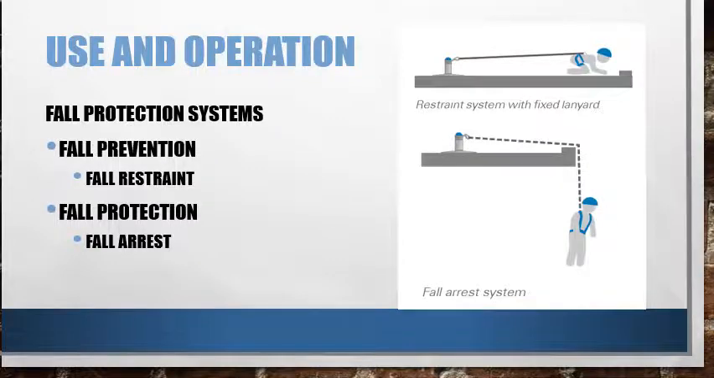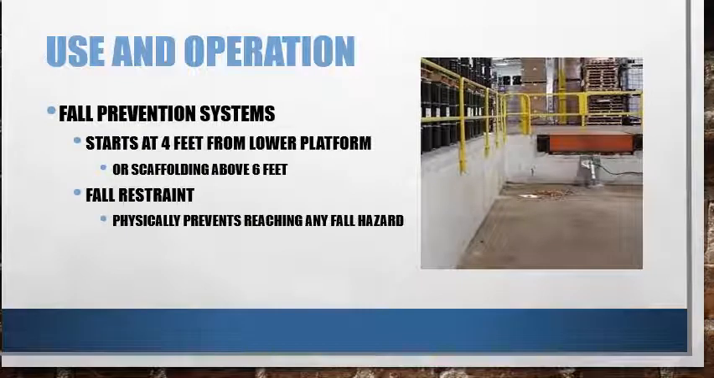So fall prevention systems have to start 4 feet from the lower platform. If you remember when we were working at the building on Armour Boulevard, there was a platform on the first level that was over 5 feet, and they put a railing across that so that nobody would accidentally fall off that platform. Whenever using scaffolding, fall prevention starts at 6 feet.